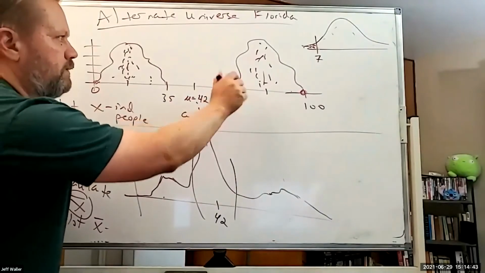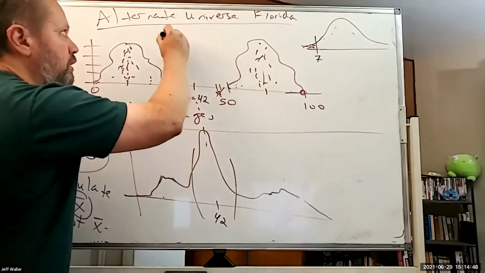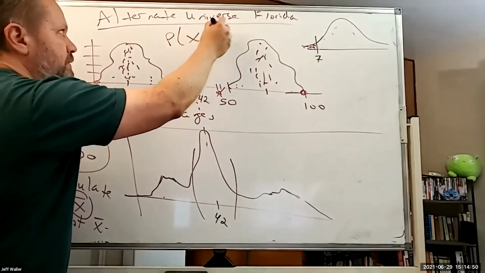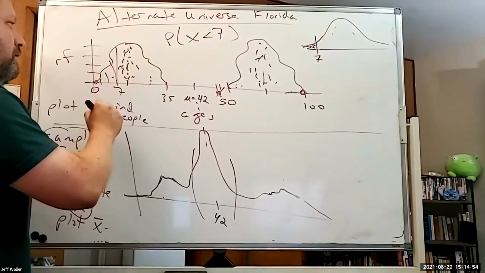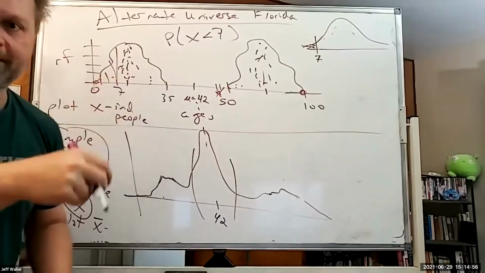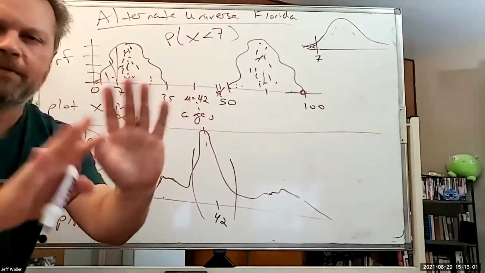This picture, I built it by individual people. So if I have a question like, what's the probability that somebody is less than 7? Then I can just find that area, because that's the number of people that were less than 7. So that's the area less than 7. Does that make sense? That's what we've been doing.